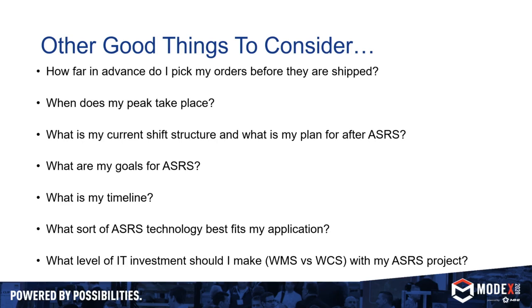What is my current shift structure? Just because you're working one shift today doesn't mean you won't want to work 3 shifts in the future, because an automated system is a fixed cost, right? And if I can spread that throughput requirement over multiple shifts, I can lower my investment costs. There are a lot of things to think about from that.